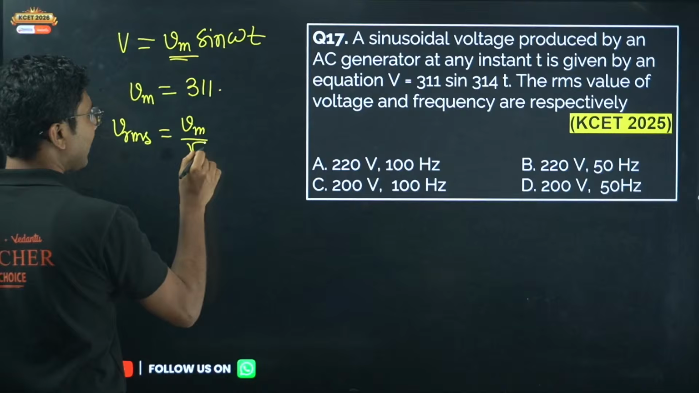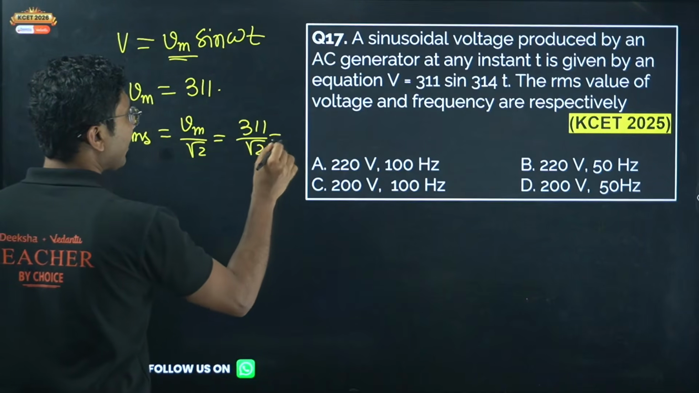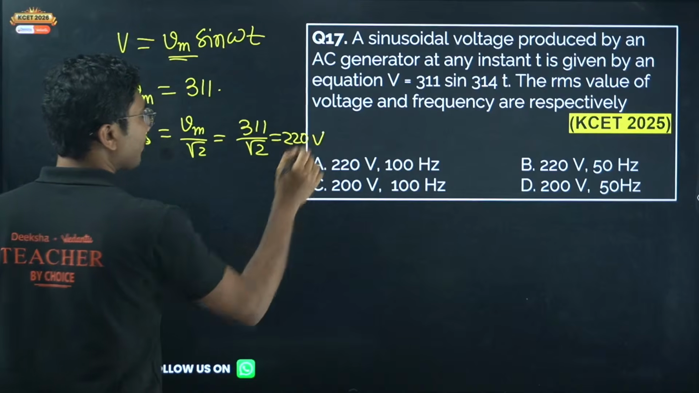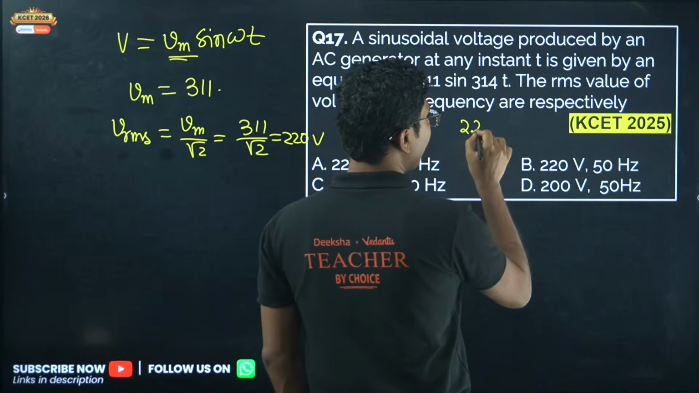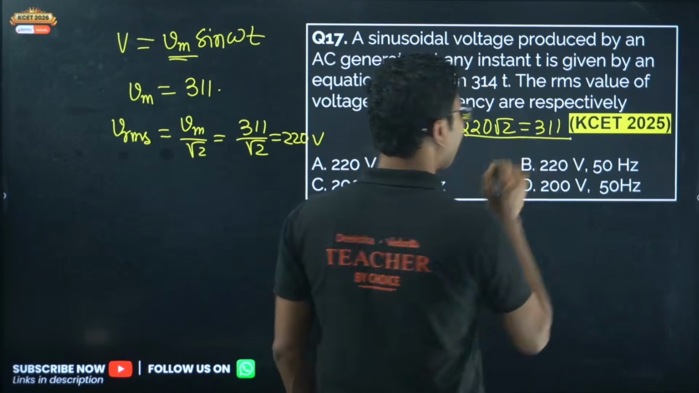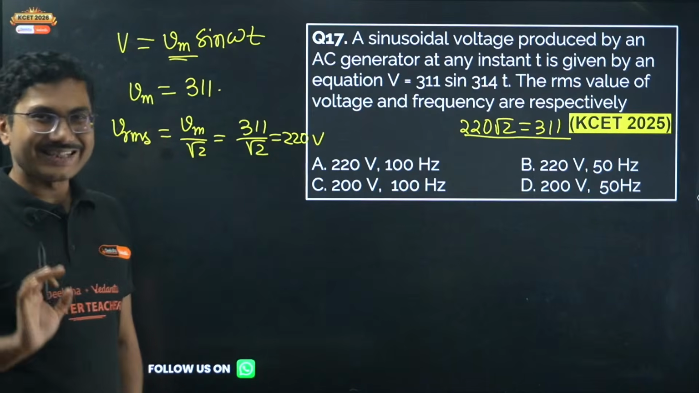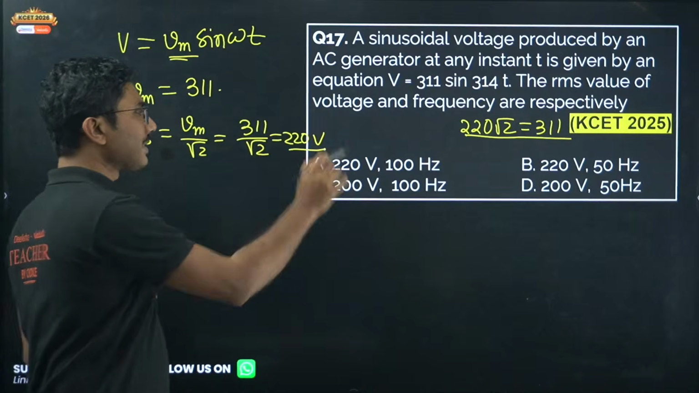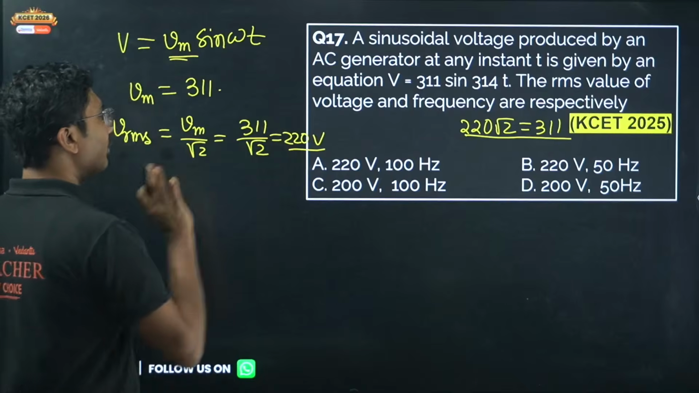Now you have to remember that 311 by root 2 is actually our own 220 volt, because 220 times root 2 is actually 311. This is how we calculate the maximum voltage value. So 311 is a standard value, and that gives our standard voltage that we use in our domestic supply. So 220 volt is the voltage.